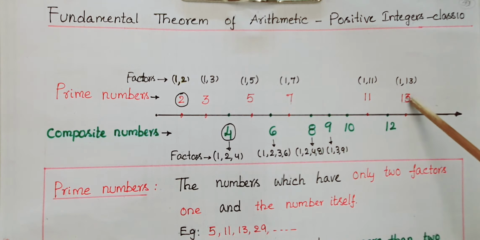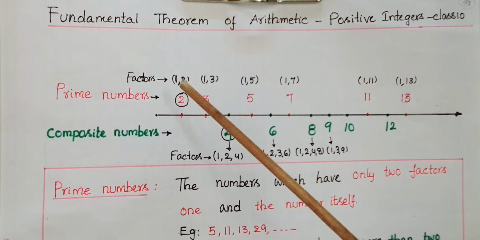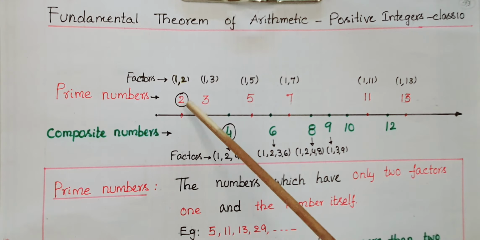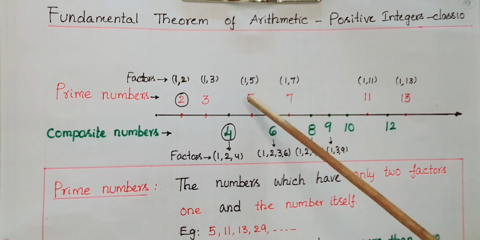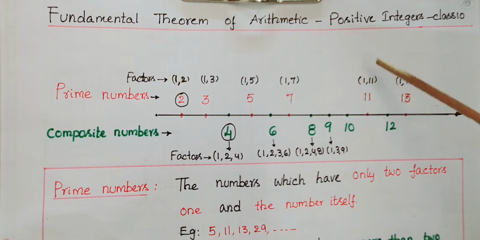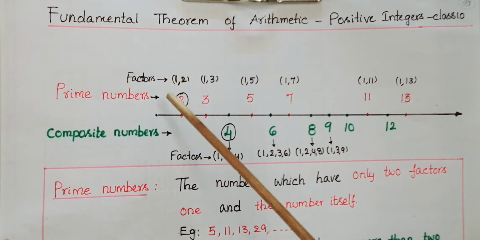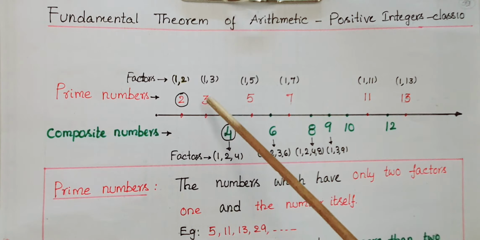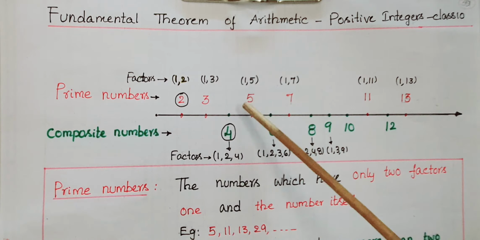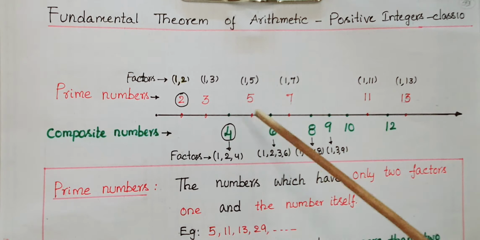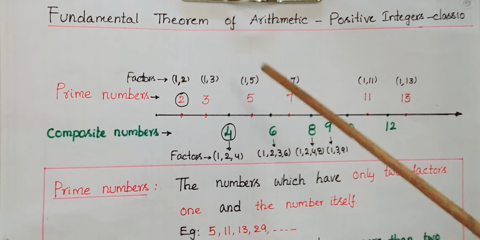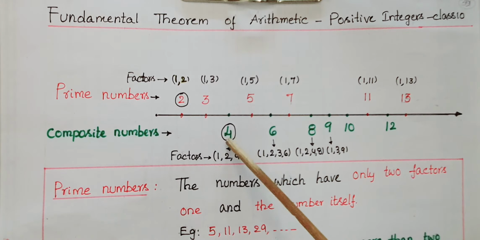These types of numbers are called prime numbers because if you take the factors of each prime number, for example 2, the factors are 1 and 2; for 3, 1 and 3; for 5, 1 and 5; for 7, 1 and 7, like this. So the prime numbers have only the number itself and 1 as factors. So these types of numbers are called prime numbers and the remaining numbers are called composite numbers. So here the composite numbers are 4, 6, 8, 9, 10, 12, etc.